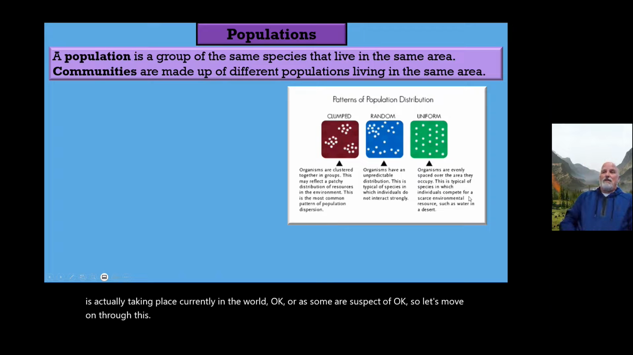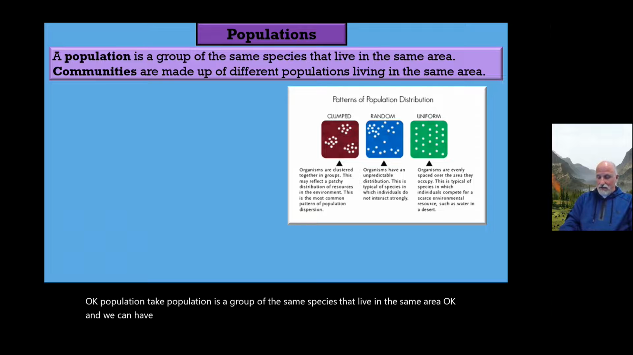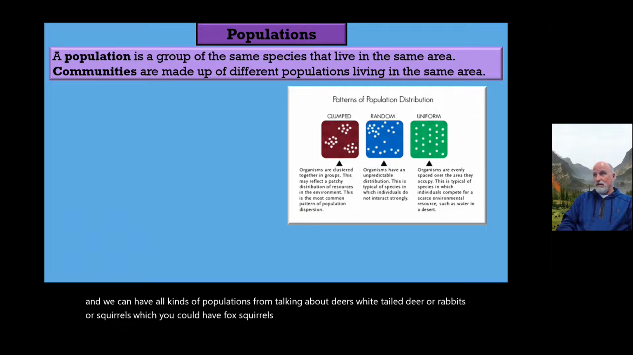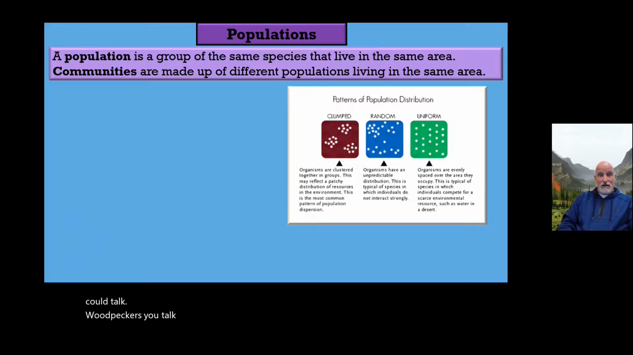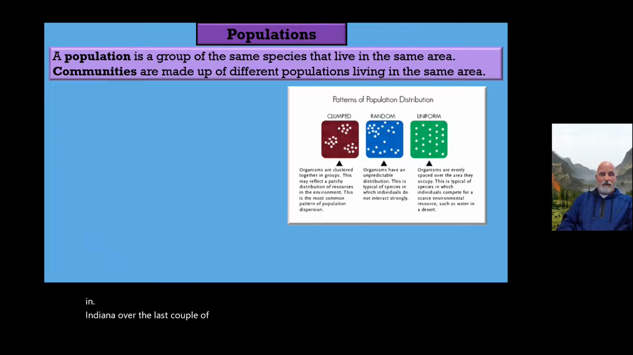Okay, populations. A population is a group of the same species that live in the same area. And we can have all kinds of populations. We're talking about white-tailed deer, or rabbits, or squirrels, which could be fox squirrels or gray squirrels. You could talk woodpeckers, wrens, or eagles, and how eagles have made a comeback in Indiana over the last couple of decades. Those are examples of populations.